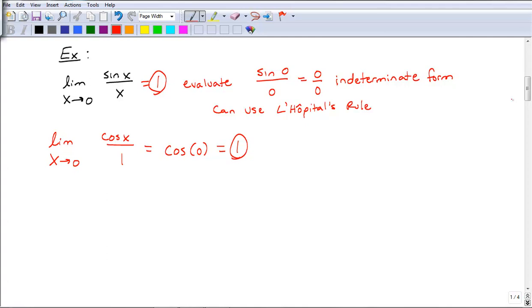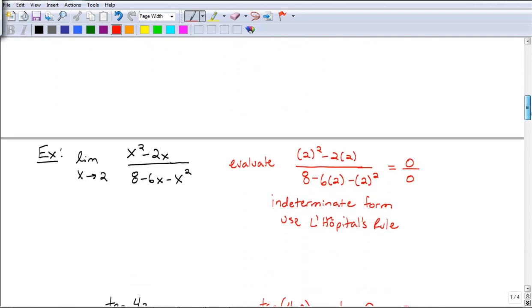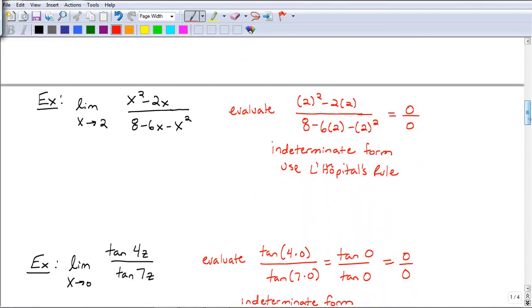So let's look at another one of these. Notice it was a fraction when we did it. Here's another. X squared minus 2x divided by 8 minus 6x minus x squared. Let me change this a little bit. I think I got this problem written in here incorrectly.